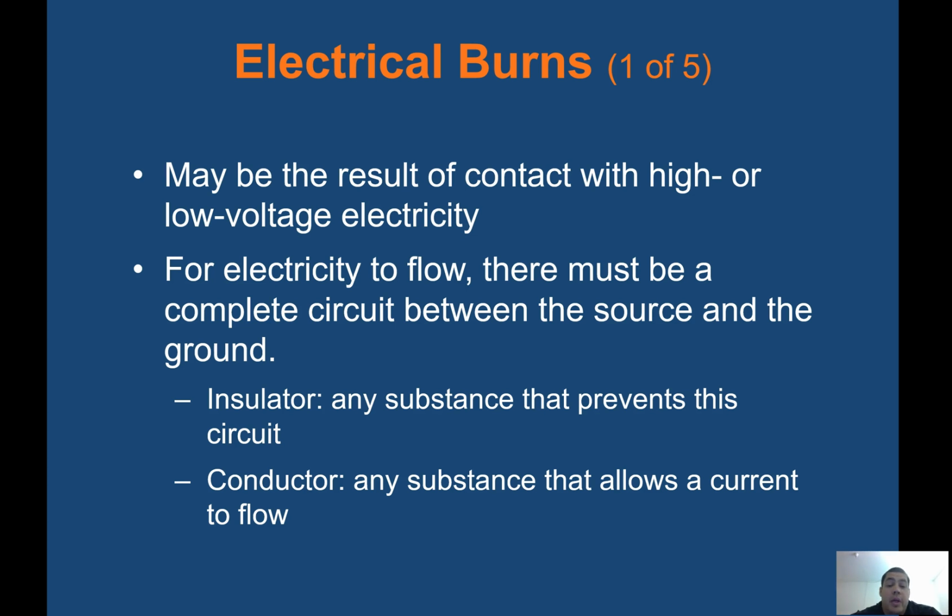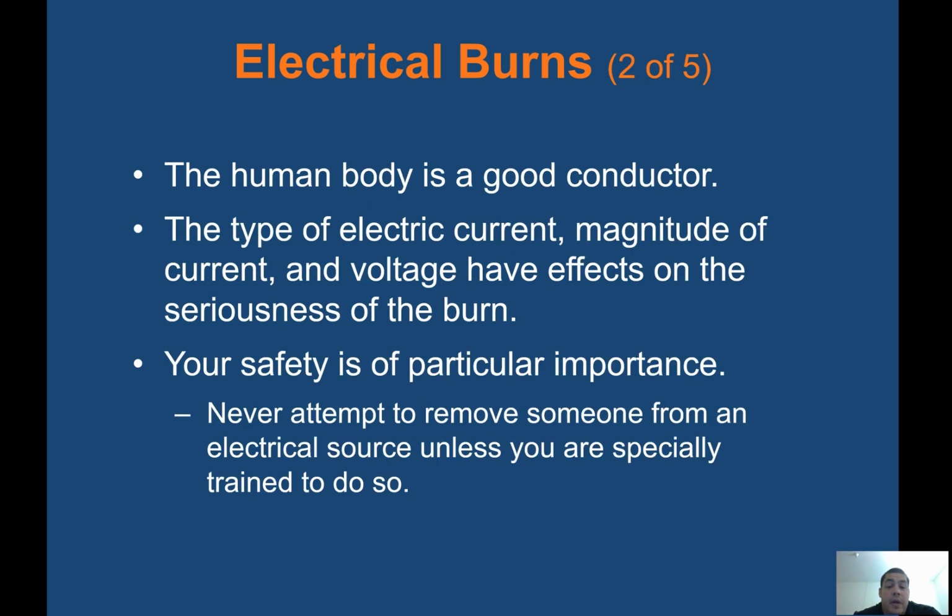Electrical burns may be the result of contact with high or low voltage electricity. For electricity to flow, there must be a complete circuit between the source and the ground. Insulator: any substance that prevents a circuit. Conductor: any substance that allows a current to flow. The human body is a good conductor. The type of electric current, magnitude of current, and voltage have effects on the seriousness of the burn.